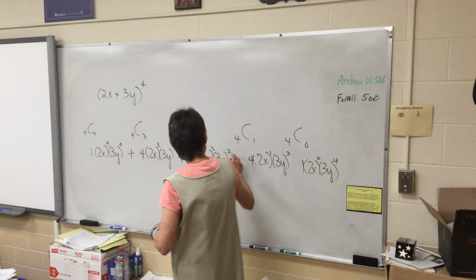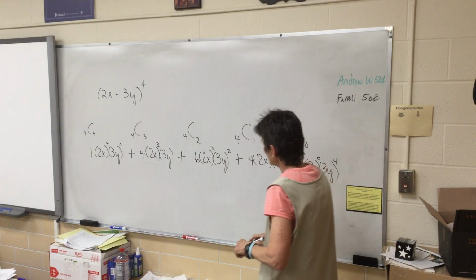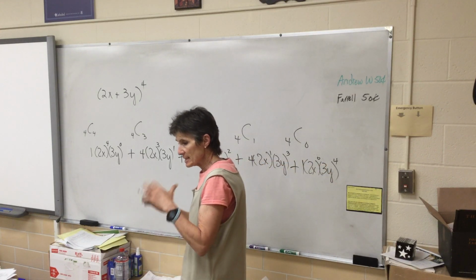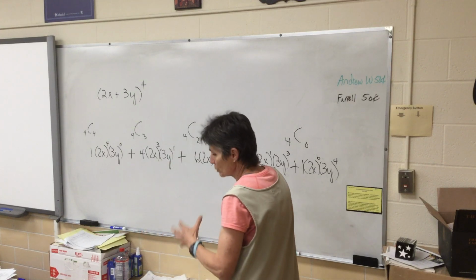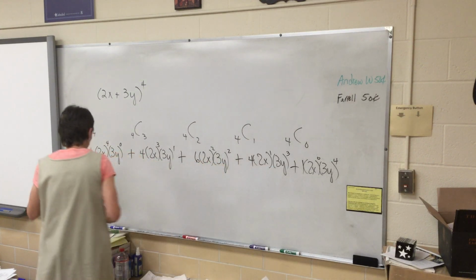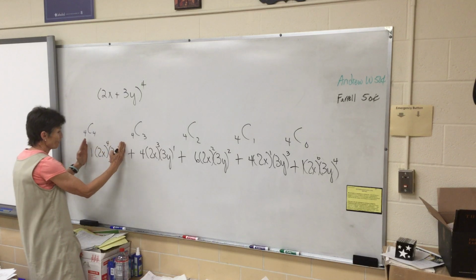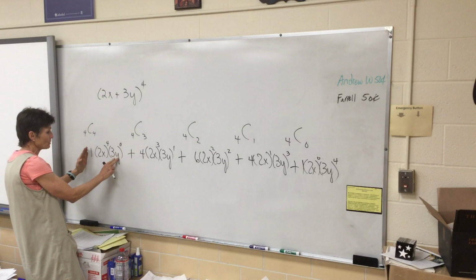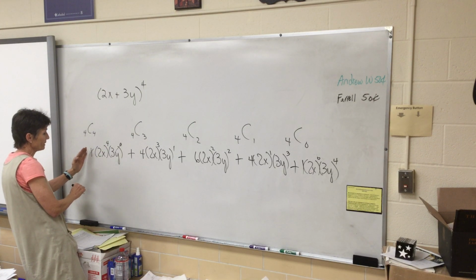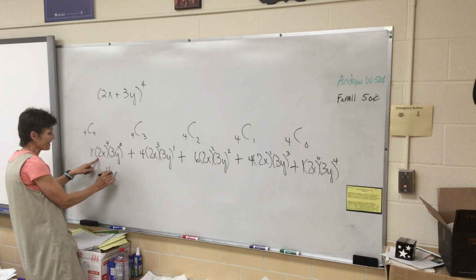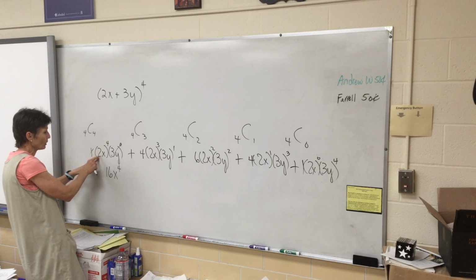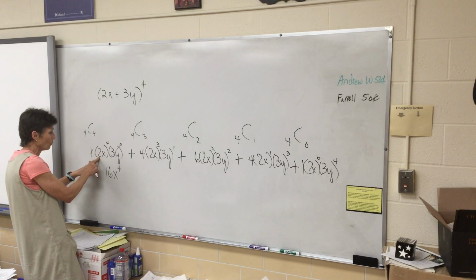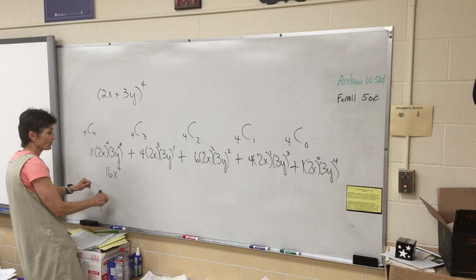These are separate terms, so I'm going to put big plus signs between them because there are 1, 2, 3, 4, 5 terms up here, and now I have to simplify each one. So this is my first term. Anything to the 0 is 1. So I don't have to worry about that or that. So 16x to the 4th, because the power goes with the number and the letter. So 16, 2 to the 4th, x to the 4th.